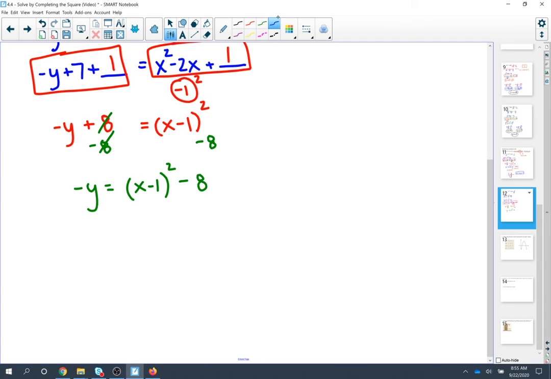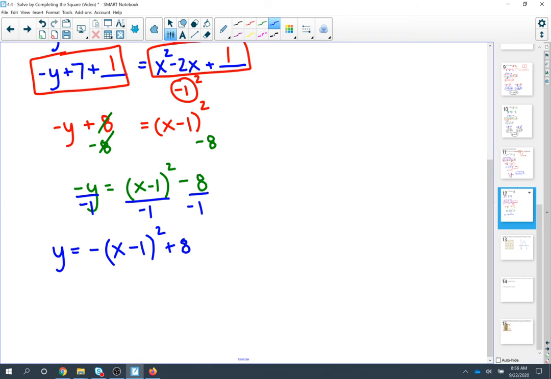Now, this one has one more step because of this negative. So I'm going to divide by negative 1. That's going to leave me with y equals. When you're putting a negative 1 in with parentheses, remember order of operations says that you have to square first. So you can't actually divide this negative 1 in. So you just put it in the front, and then your parentheses are still x minus 1 squared. The parentheses and the squared don't change, just the sign in the front. Negative 8 divided by negative 1 is positive 8.